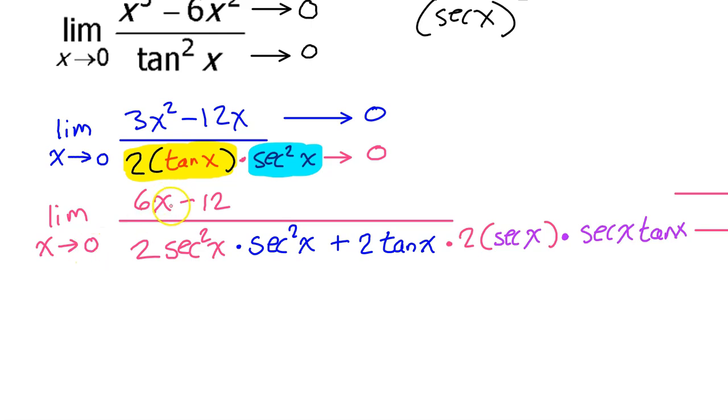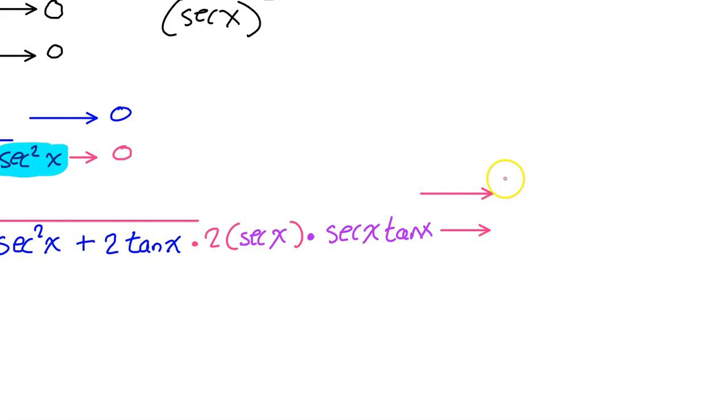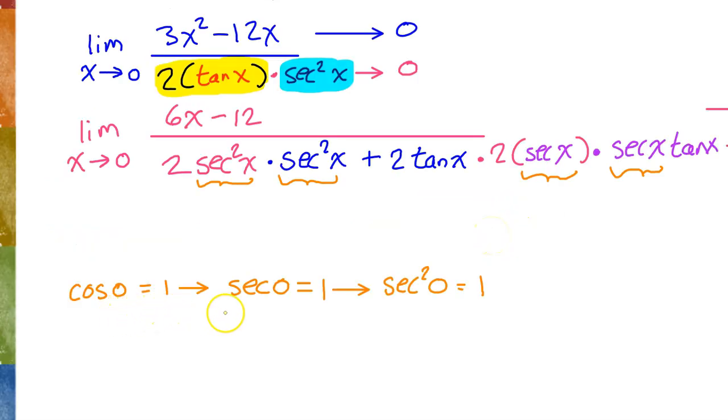If we plug in 0 for x in the numerator, it leaves negative 12. So good news, we will not be doing L'Hopital's rule again. Whatever happens now, we are getting an answer. Keep in mind the following facts. The cosine of 0 is 1. Therefore, the secant of 0, which is the reciprocal of cosine, is also equal to 1. So therefore, secant squared 0 is also equal to 1.